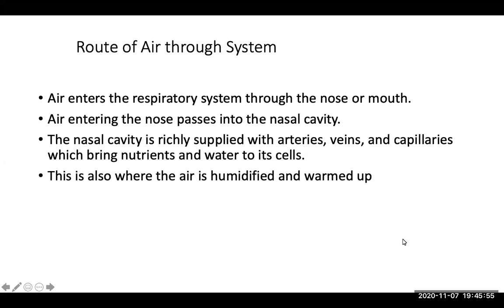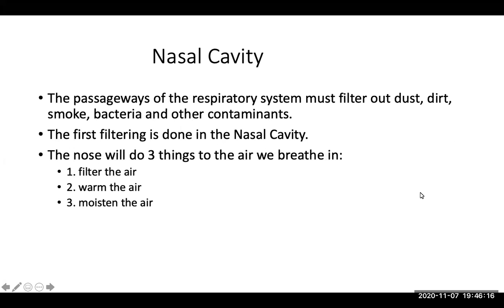The route of air will enter your respiratory system through either the nose or your mouth, and air entering the nose will pass through the nasal cavity. Within the nasal cavity, you have a lot of arteries, veins, and capillaries, which will bring nutrients and water to its cells. So this is where your air will be humidified and warmed up.